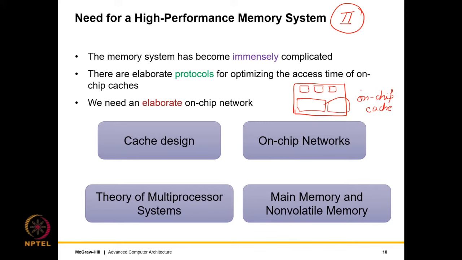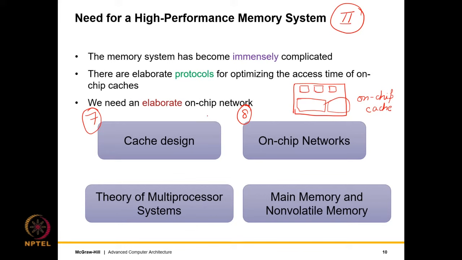And optimizing the behavior of the on-chip cache is exactly what has been driving innovation in this space. So we'll discuss cache design in chapter 7. And if we have a large sea of caches, they need to be connected. So we need an on-chip network, which is also a very deep field in its own right. So I'll discuss that in chapter 8.